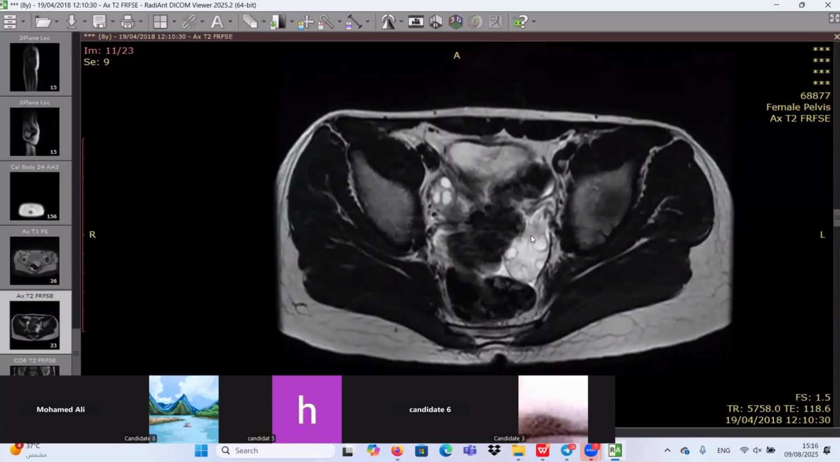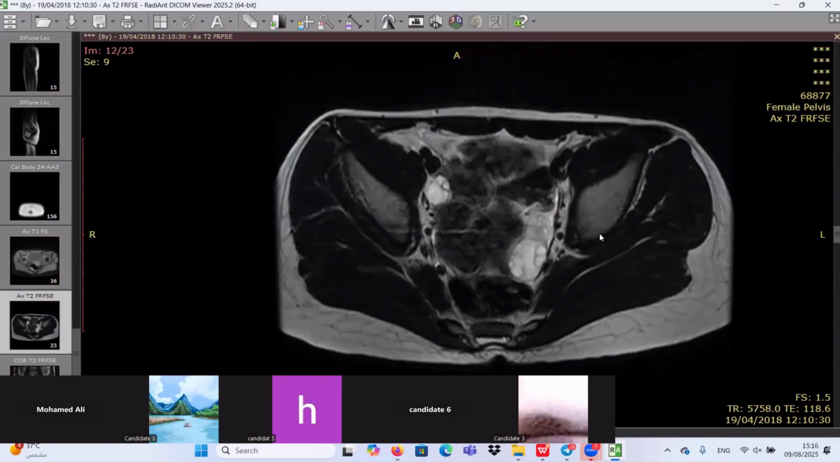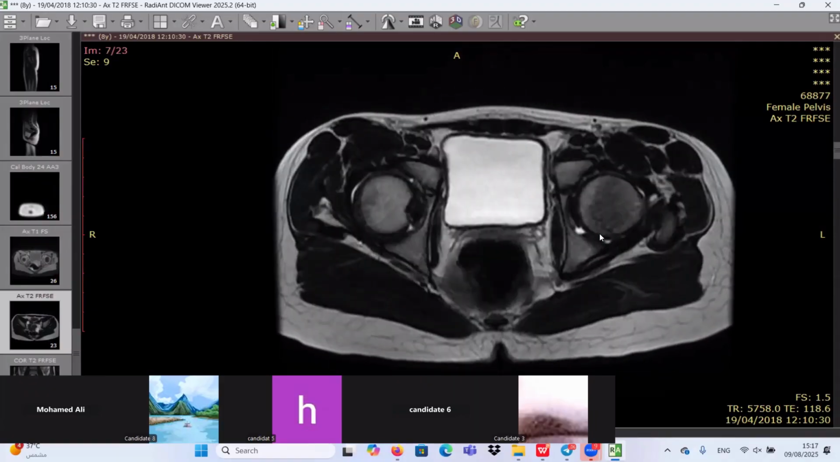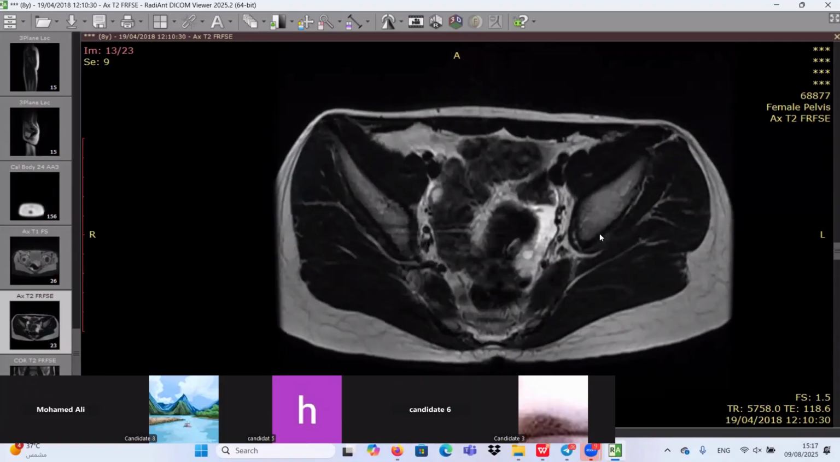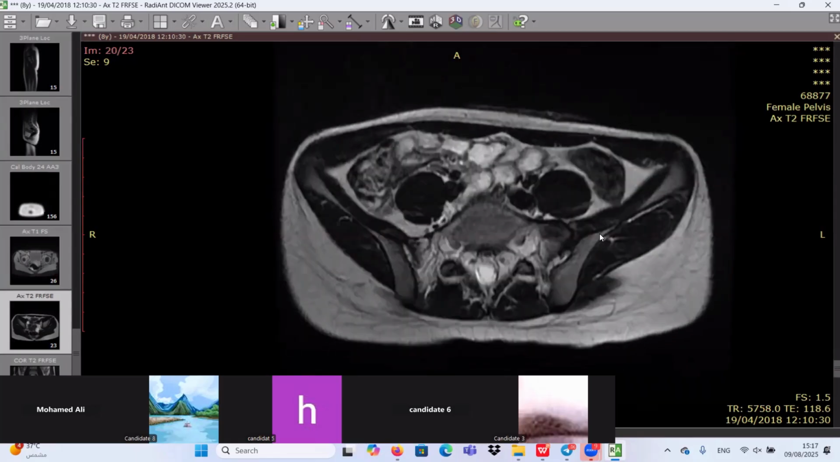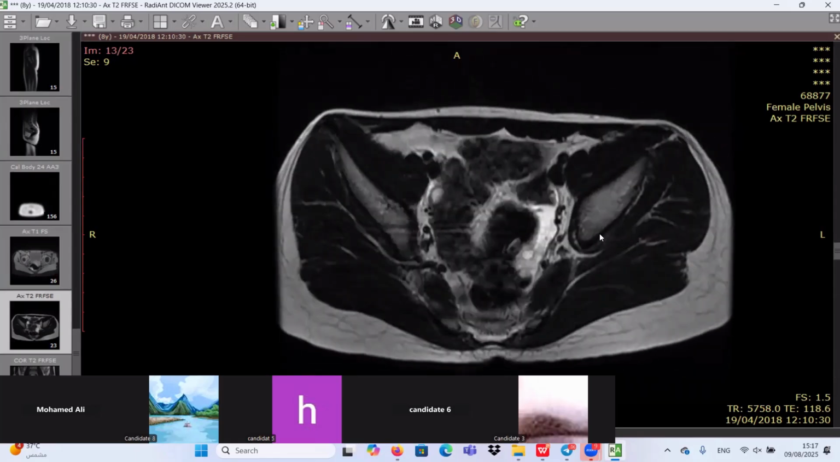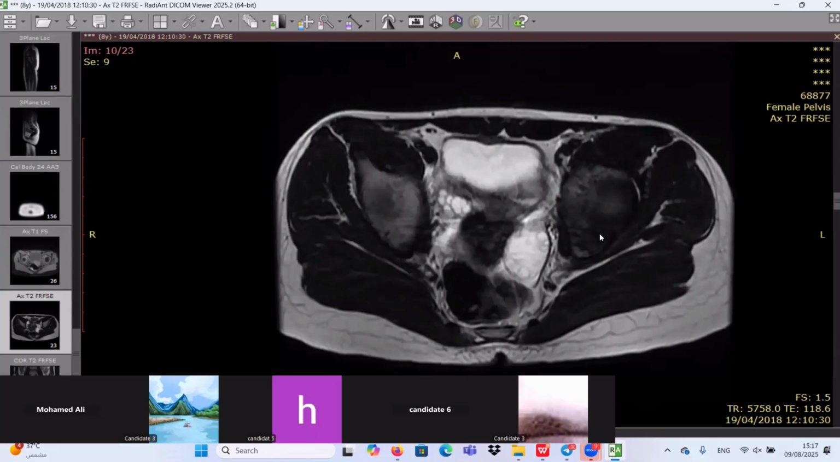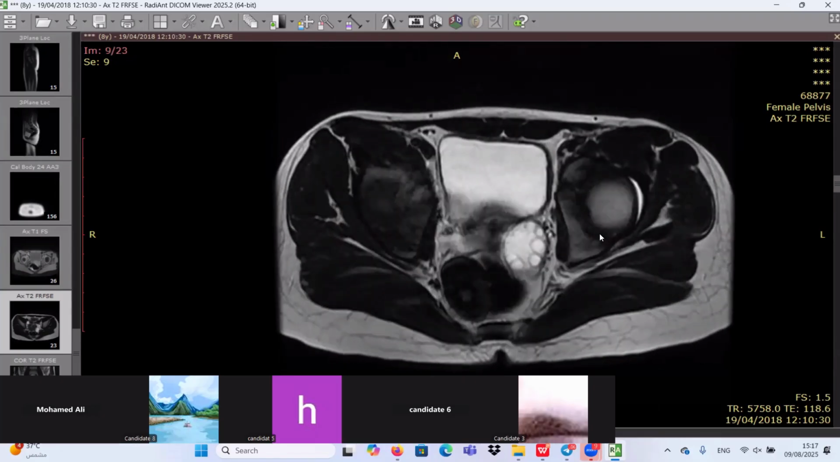Number 6, a child, 10 years old, complaining of acute lower abdominal pain. If you want to scroll, okay, go on. No, sir, do you want me to scroll?